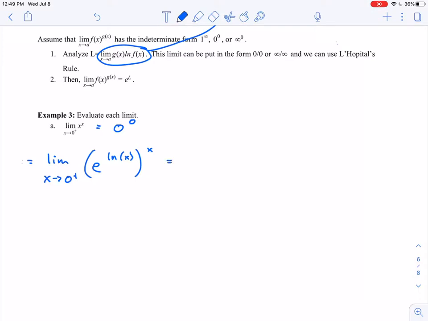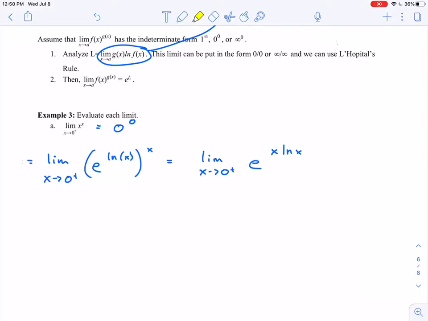So I'm going to rewrite this as the limit as x approaches 0 from the right-hand side. If I have a power raised to a power, I can multiply those two powers. So I can say this is e to the x times natural log of x power.